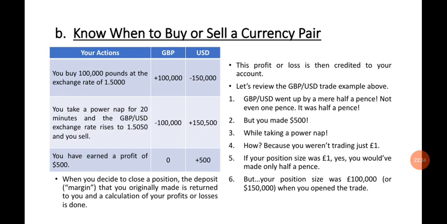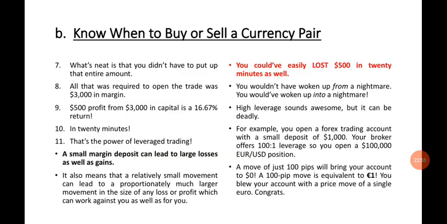Four, how? Because you weren't trading just £1. Five, if your position size was just 1 pound, yes, you would have made only half a pence, but six, your position size was £100,000 or $150,000 when you opened the trade. That was your position size. Seven, what's neat is that you didn't have to put up that entire amount. Eight, all that was required to open the trade was $3,000 in margin. Nine, $500 profit from $3,000 capital is a 16.67% return. Ten, in just 20 minutes. Eleven, that's the power of leverage trading.